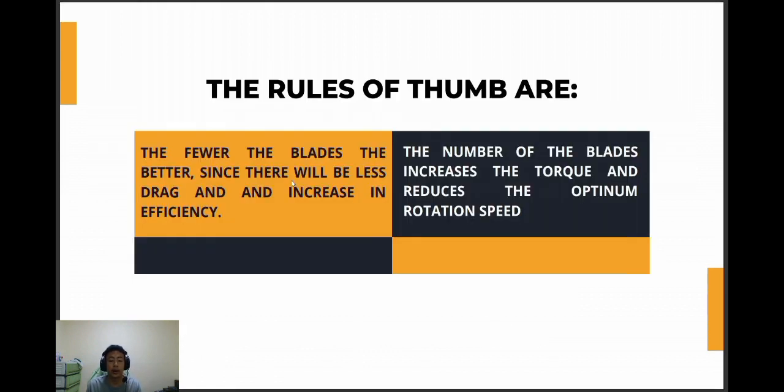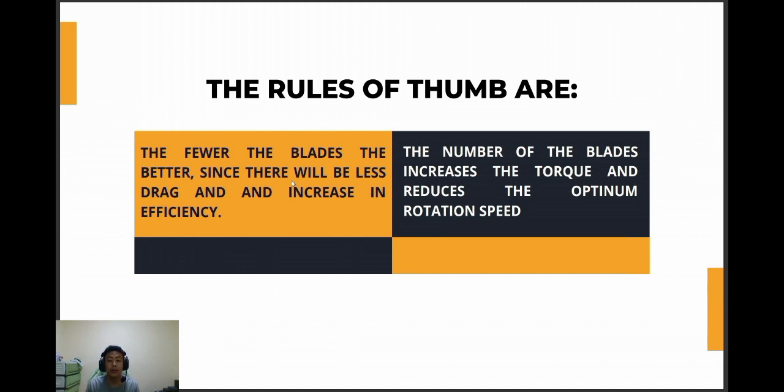The rules of thumb are: the fewer the blades, the better, since there will be less drag and an increase in efficiency. So, di ba sinabi ko kanina, kung saan less drag, dun mo siya itutulak para mag-rotate yung blade. So, sabi lang dito na kapag mas kaunti yung blade, mas okay, less drag. Yun lang yung rule na pinapaliwanag dito sa rule 1.